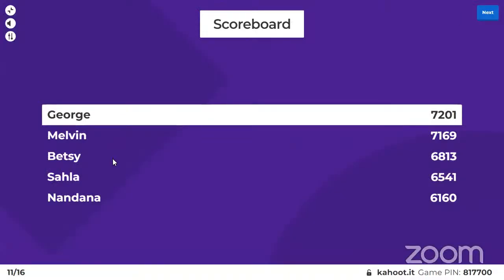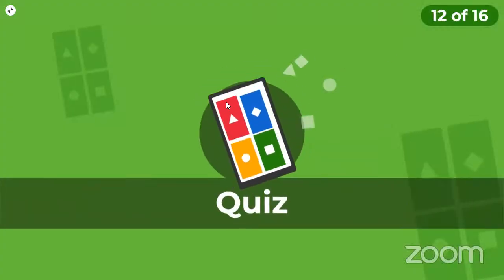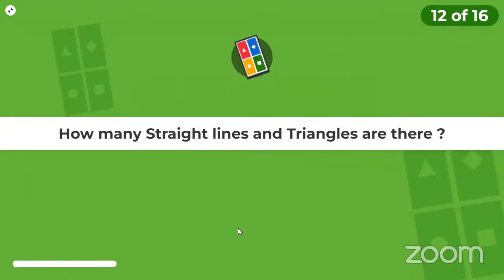Moving on to scoreboard. We have George in the top spot with 7201. Second, we have Melvin. No change in the scoreboard. Third, we have Betsy. Fourth, we have Sahla. And fifth, we have Nandana. Right, moving on to 12th question.